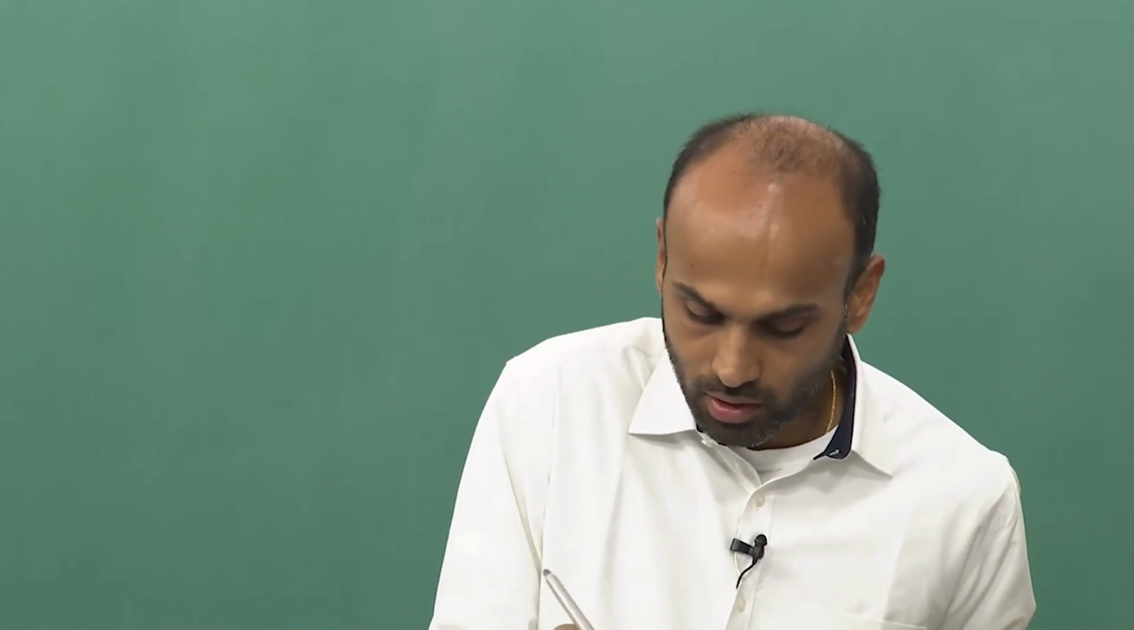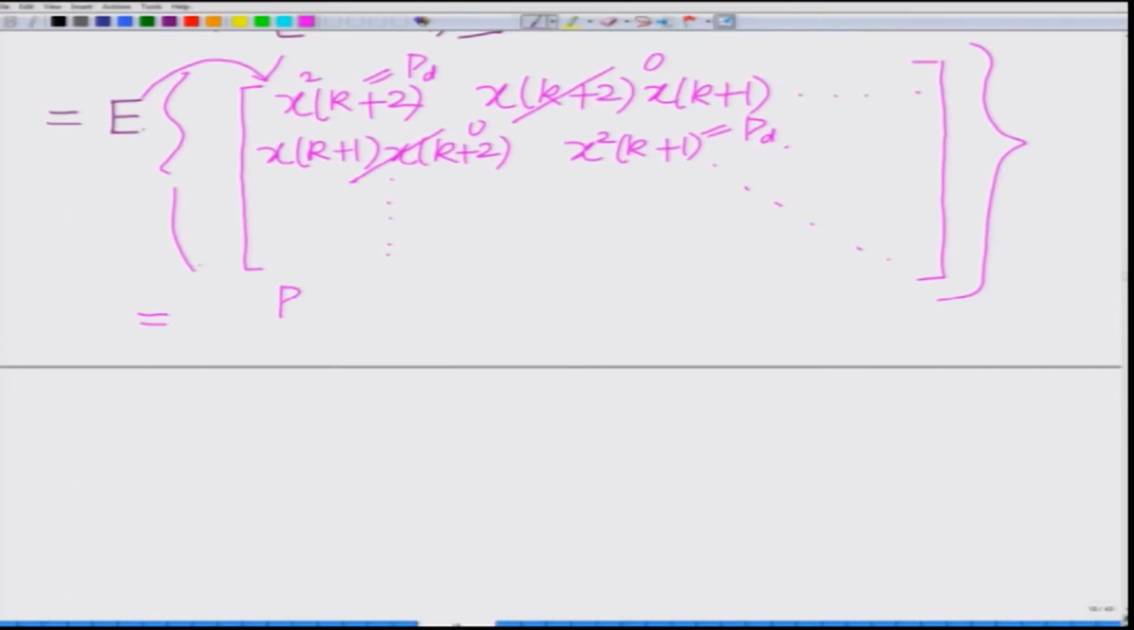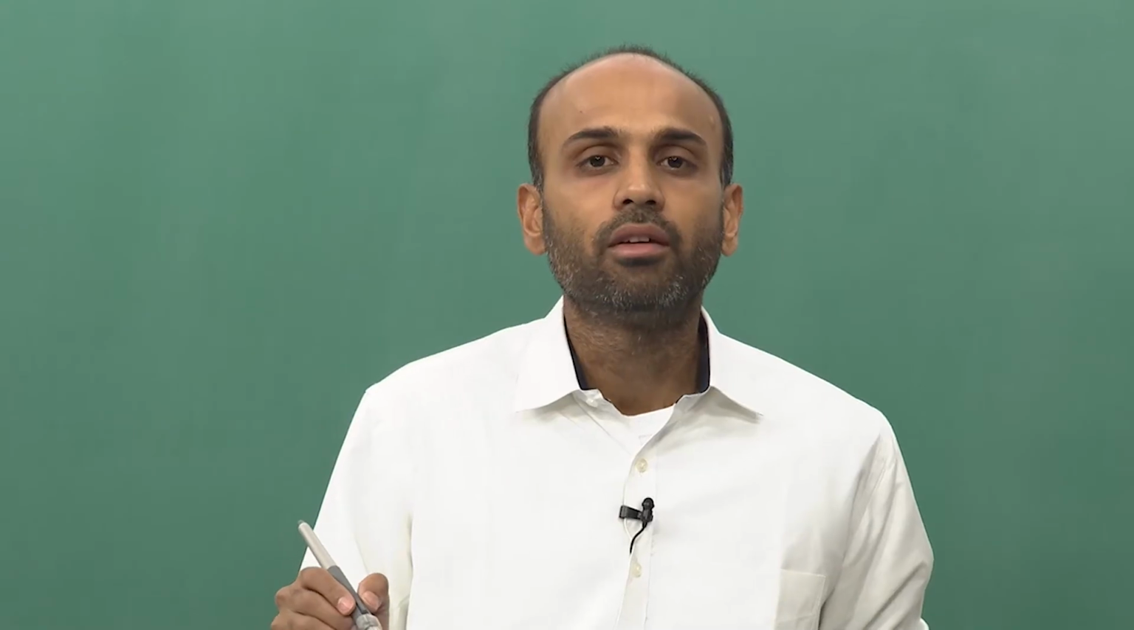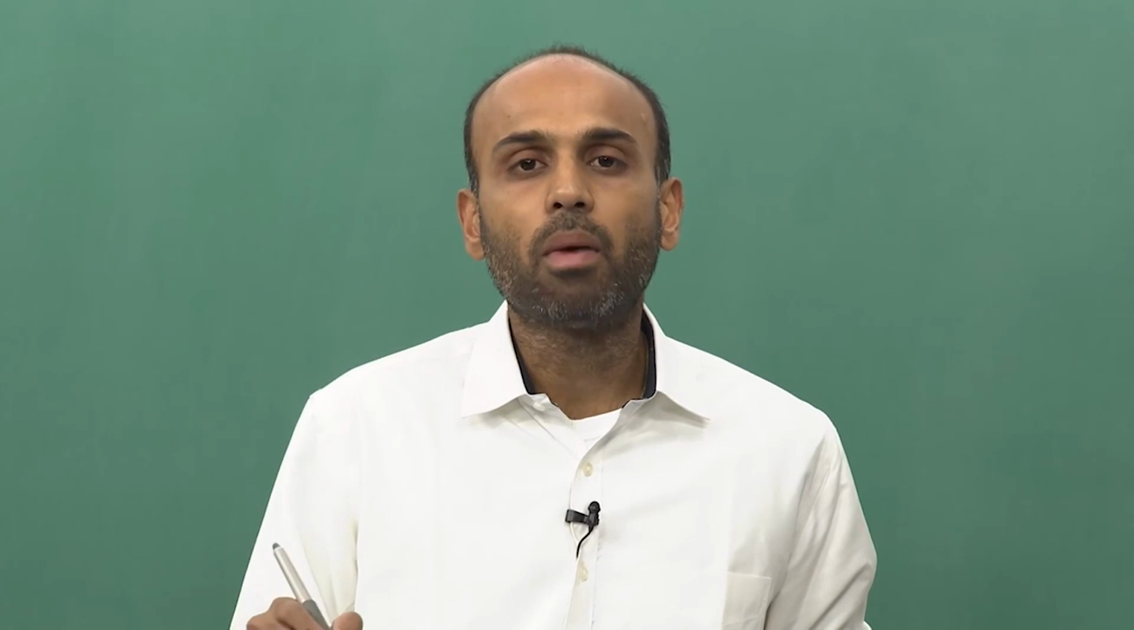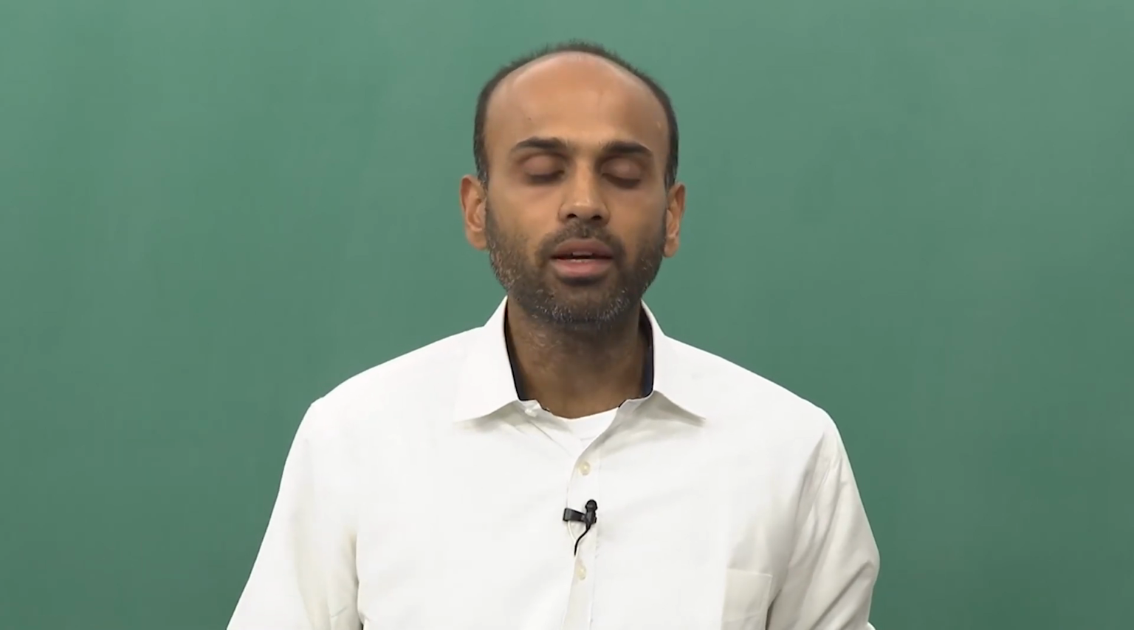So this will be a diagonal matrix with P_D on the principal diagonal, that is, P_D times the identity matrix. That is the expected value of x̄_k times x̄_k transpose, considering IID, independent identically distributed elements. We have the expected value of x̄_k x̄_k transpose equal to P_D times the identity matrix, where P_D is the power of each symbol.